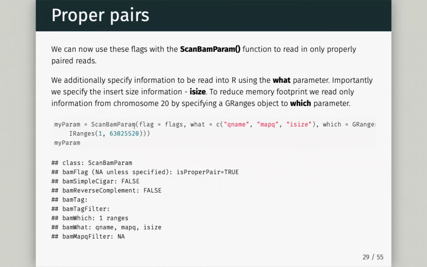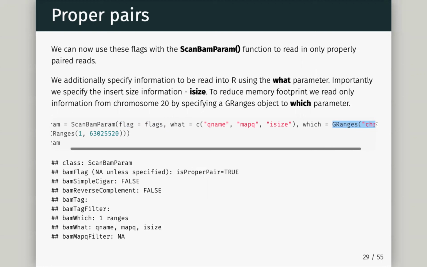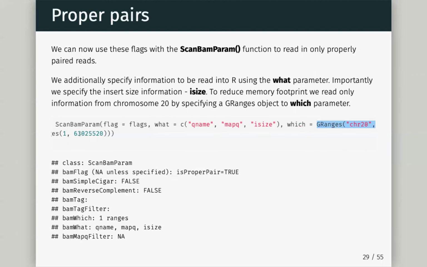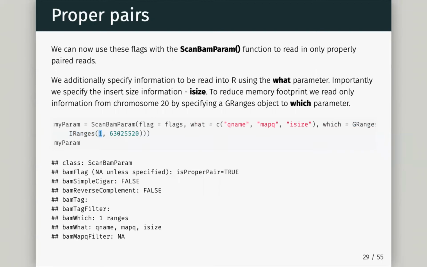So now I have scanBamFlag, I can then build my ScanBamParam object, and I'll provide the flags I just created. I will tell it I want to just look at one chromosome here, so I'm just going to look at chromosome 20 from the beginning until the length of chromosome 20. So I'm going to provide that for the which.